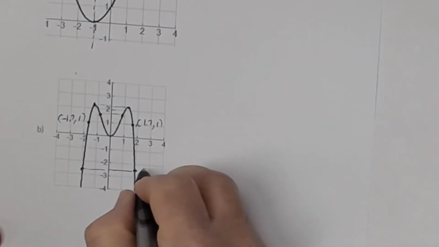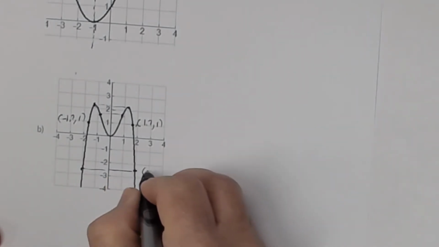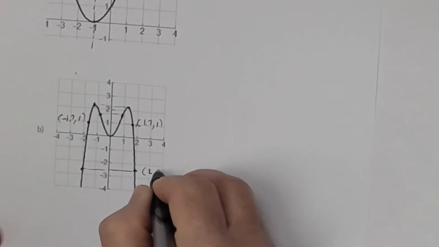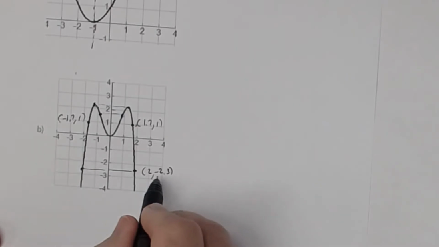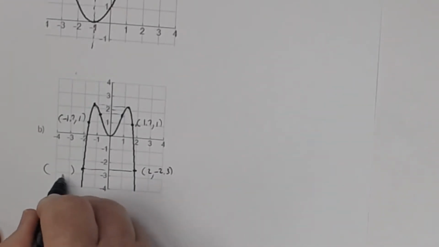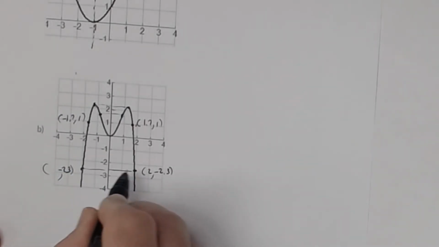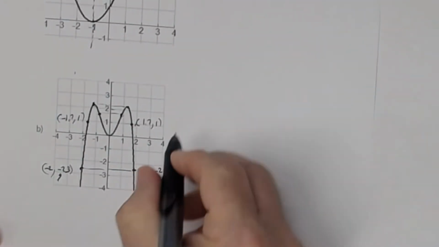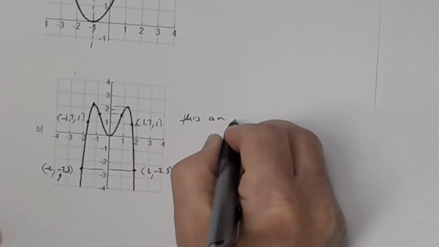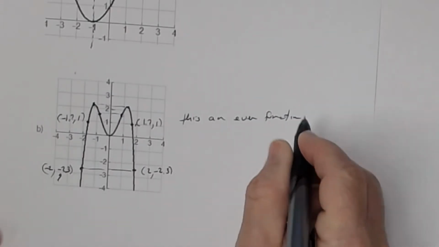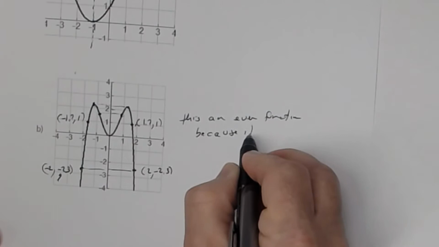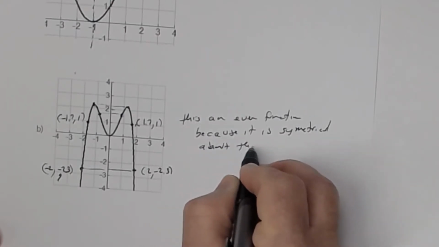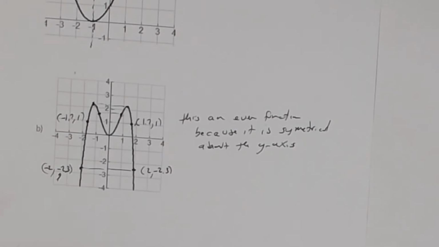Okay, so this point right here, let's say my x value is 2, and let's say my y value is -2.3. Then, if this is an even function, when I reflect it about the y-axis, my y coordinates stay the same, but my x coordinates are opposites. So (-2, -2.3). All right, so this function is even. It's an even function because it is symmetrical about the y-axis.